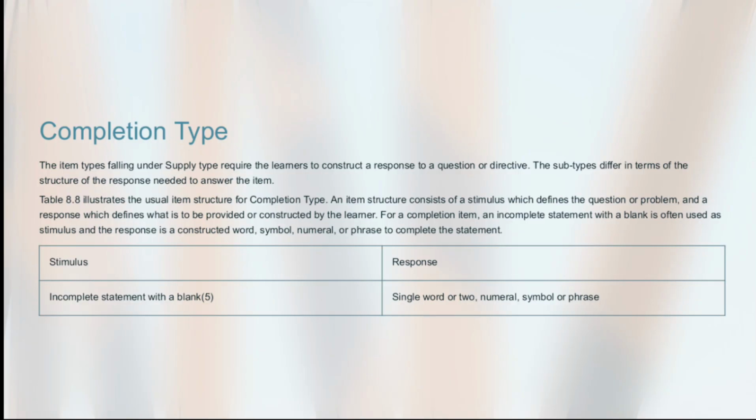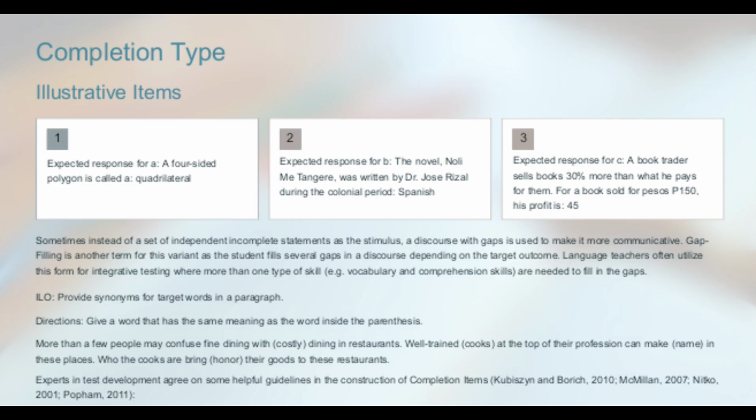For a completion item, an incomplete statement with a blank is often used as the stimulus, and the response is a constructed word, symbol, numeral, or phrase to complete the statement. For example, here are fill-in-the-blank questions, and a student is expected to answer with a single word, phrase, numeral, or symbol. Here are also examples of the objective supply types under completion type. The expected response for a four-sided polygon is quadrilateral.